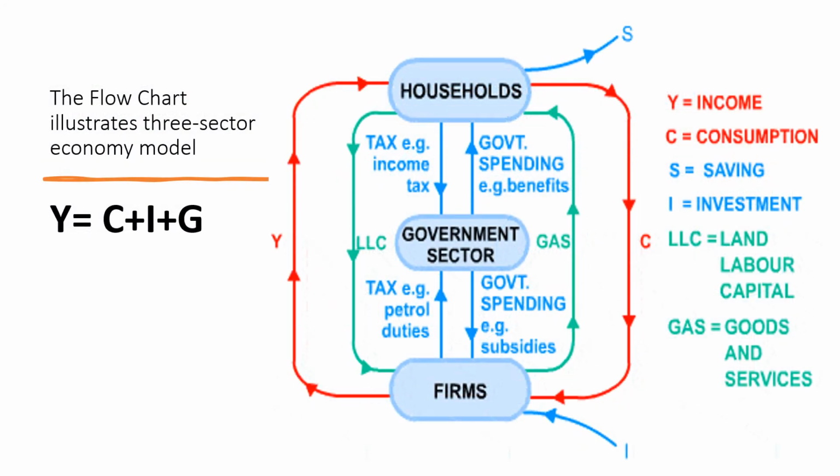As we can show with this flow chart, under this three sector model, national income is obtained by adding consumption expenditure, investment expenditure and government expenditure. This equation we can show as Y = C + I + G. Here Y stands for income, C stands for consumption, I stands for investment and G stands for government expenditure.